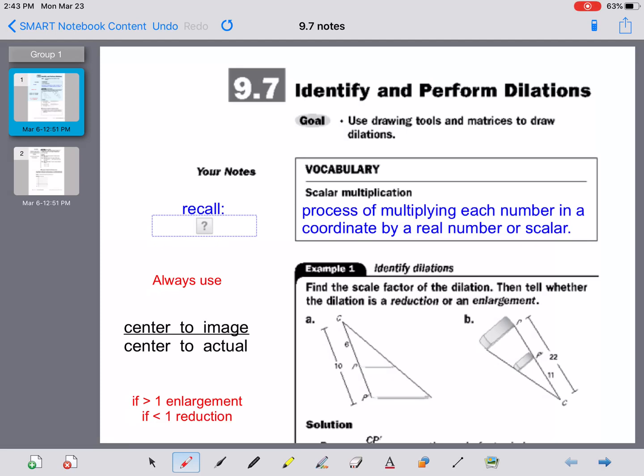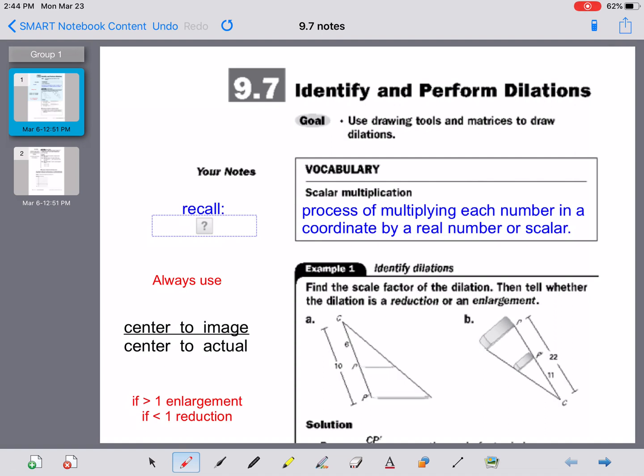9.7, identify and perform dilations. Just a quick note, if you didn't know this before, we are not going to cover 9.1, 9.2, 9.3, or 9.4 in this chapter. We're only doing the last three sections, 9.5, 9.6, and 9.7. So we'll finish up chapter 9 notes today, and then at the end of the week, we'll do some notes on vectors. So today on 9.7, identify and perform dilations.